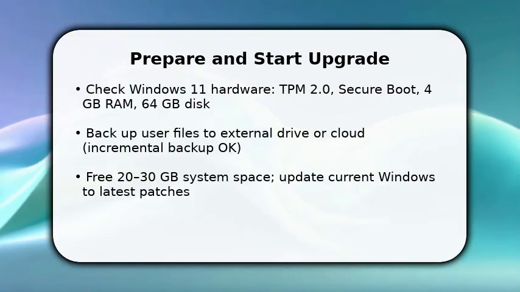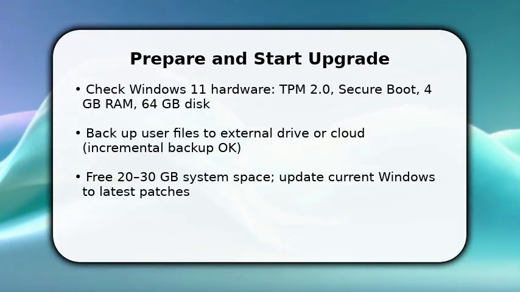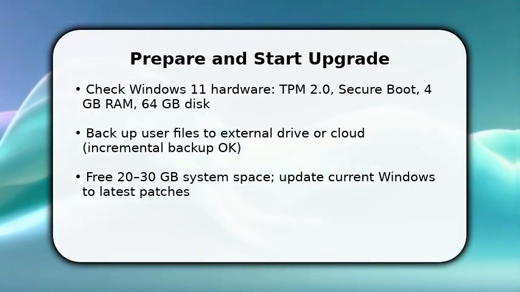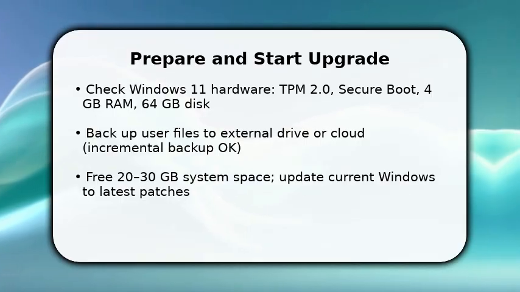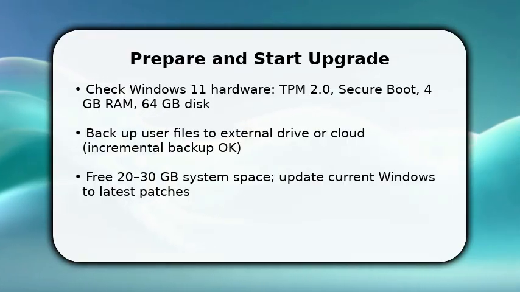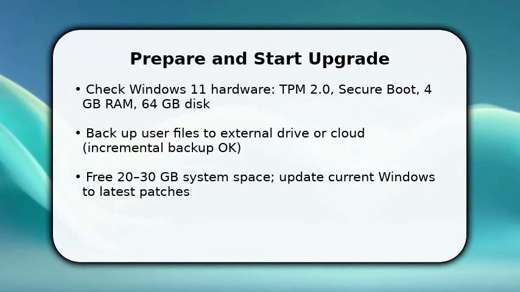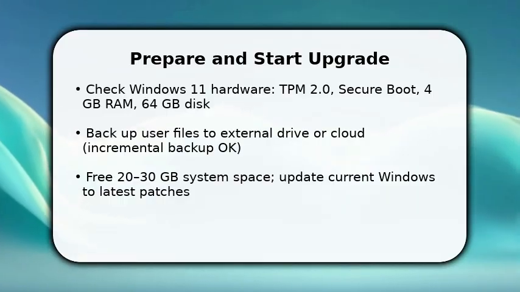You begin by confirming your PC meets Windows 11 requirements: TPM 2.0, Secure Boot enabled, and sufficient RAM and disk. Once done, make a fast backup of your documents, desktop, and app data to an external drive or cloud so you keep data intact. Then update your current Windows and drivers to the latest cumulative updates. This reduces compatibility problems during the upgrade.